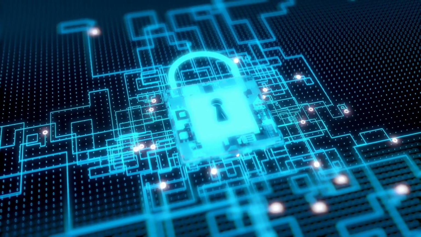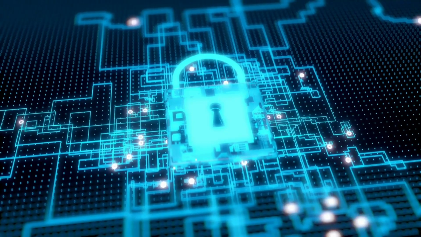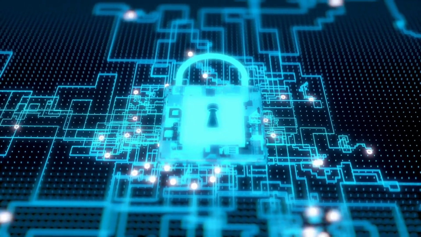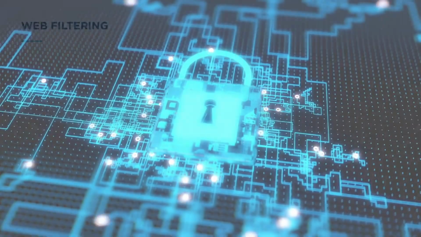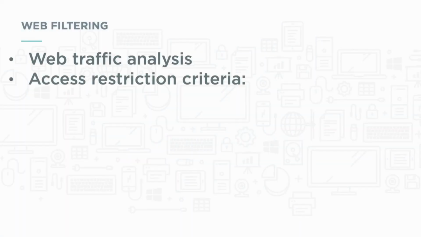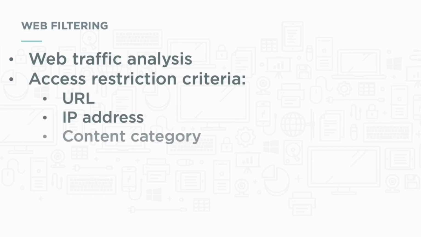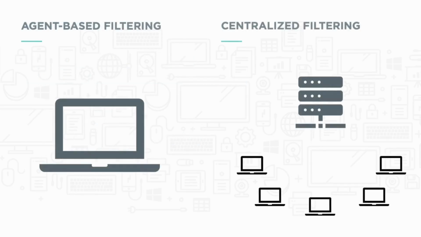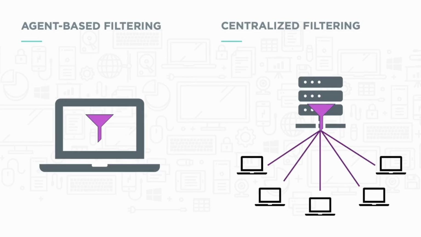Its primary function is to block users from accessing malicious or inappropriate websites, thereby protecting the network from potential threats. Web filters analyze web traffic, often in real time, and can restrict access based on various criteria, such as URL, IP address, content category, or even specific keywords. Now, let's look at two different approaches to web filtering, agent-based and centralized. The first approach is focused on filtering at each endpoint. The second filters from a centralized proxy server that endpoints are connected to.